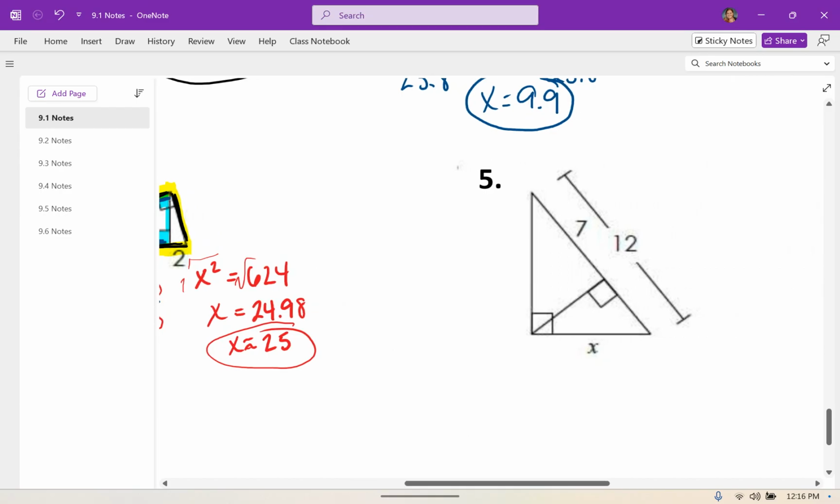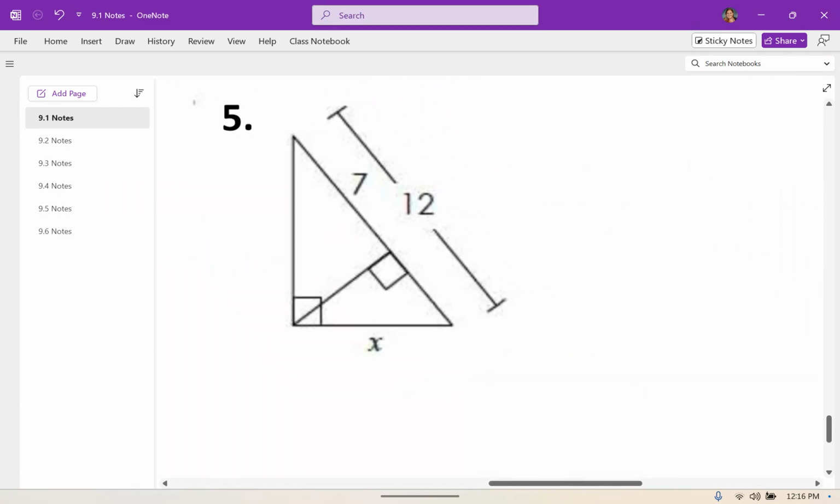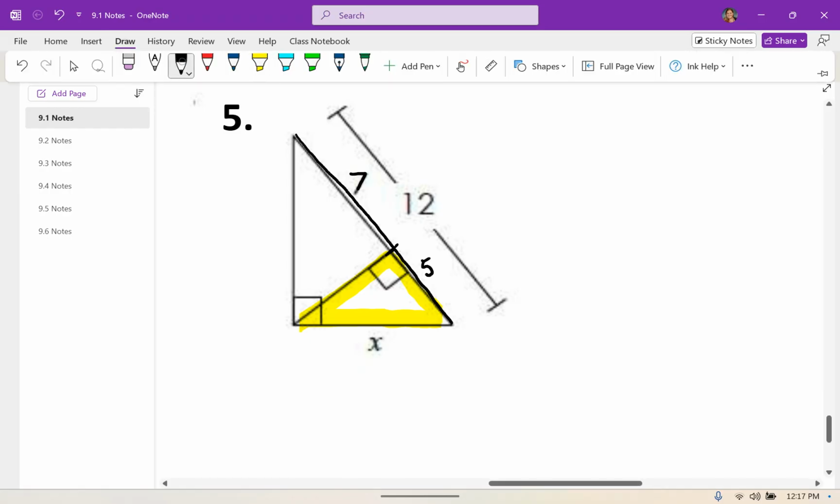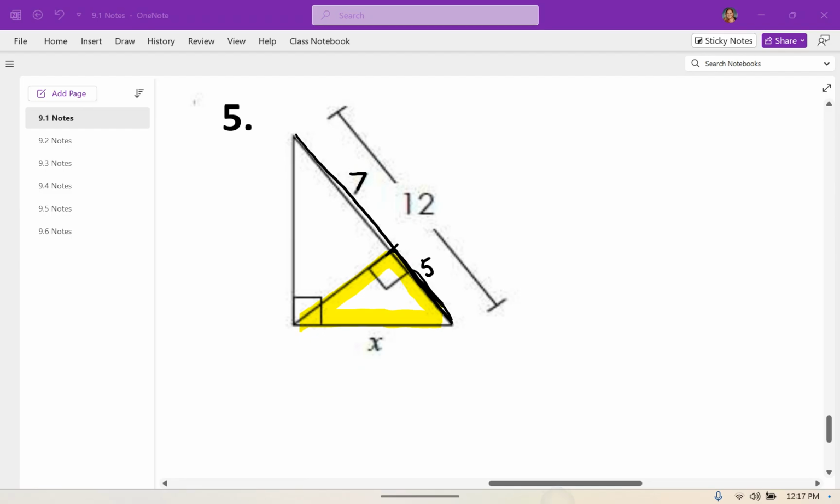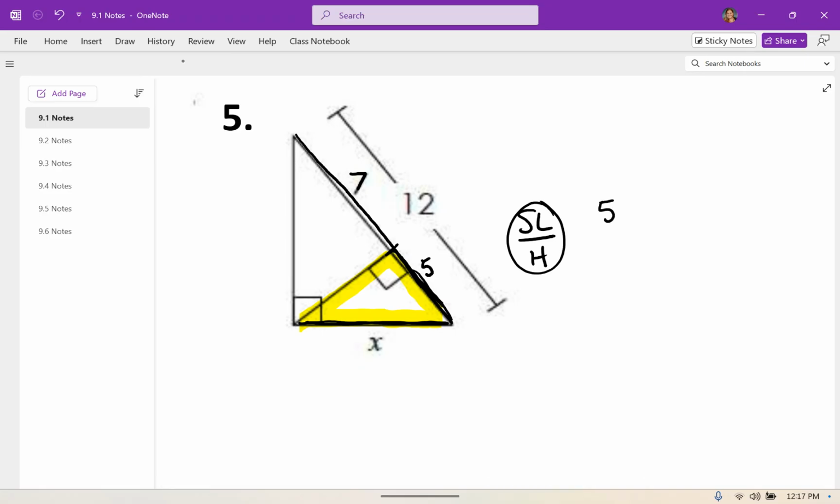Okay, and number 5. Tricky. Sometimes even these trip me up. And I've been doing this for a long time. Okay. So, here's what I see. Right, since the hypotenuse of this outside triangle is 12, and then they give us this is 7, I know that this piece has to be 5, right? Because 7 plus 5 is 12. Okay, so if I'm looking at the smallest triangle, I know that 5 is the short leg, and X is the hypotenuse. Okay, so short leg over hypotenuse is my key. So 5 over X.